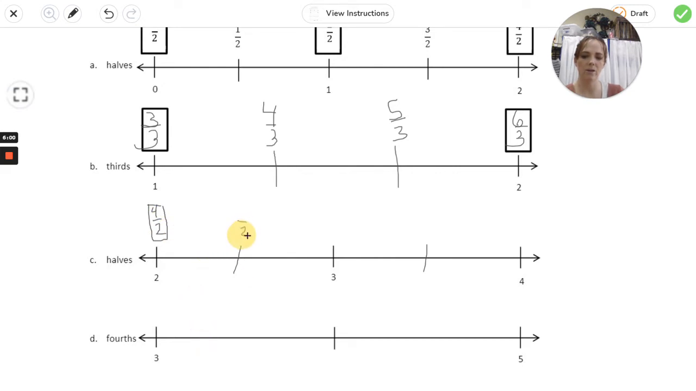If we add another half to that, we have 5 halves. And if we add another half to that, we have 6 halves, which is 3 wholes. Then we have 7 halves and 8 halves, which is 4 wholes. I'm going to go ahead and draw my boxes.